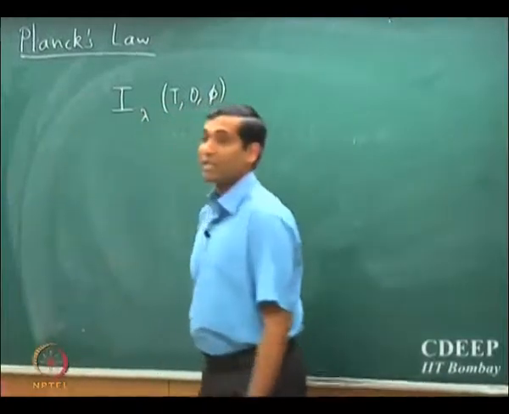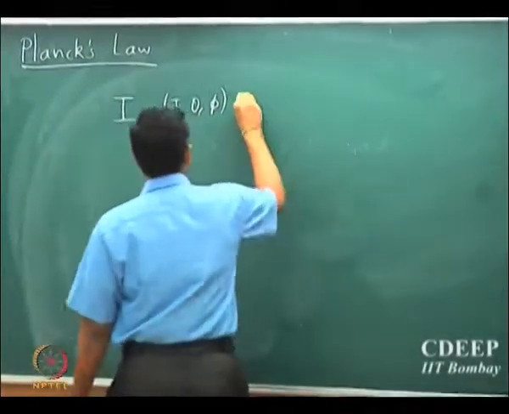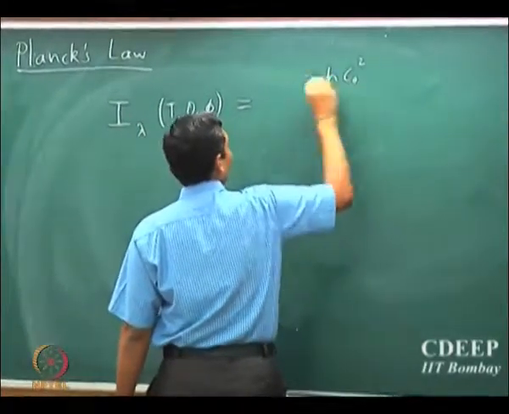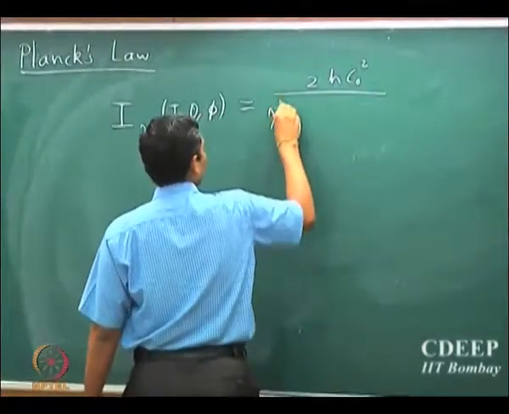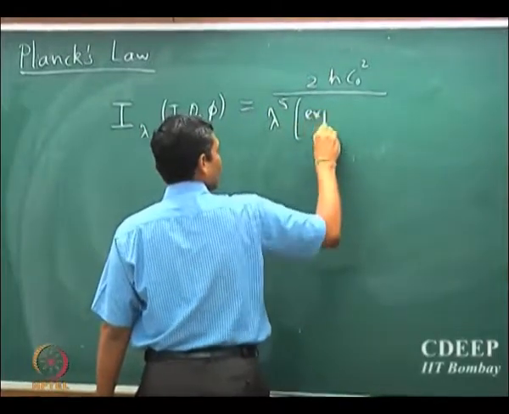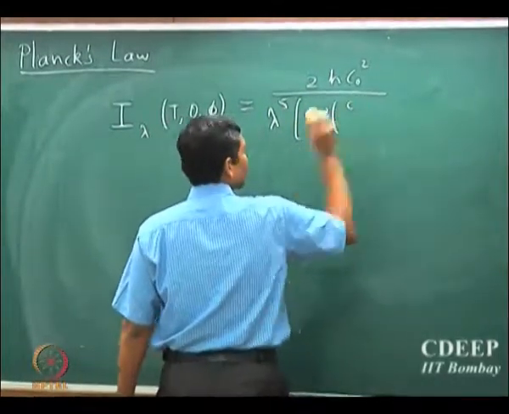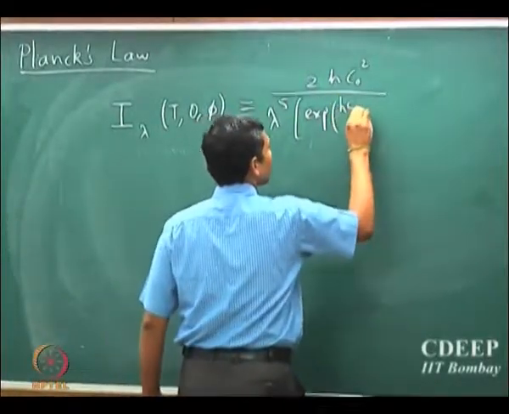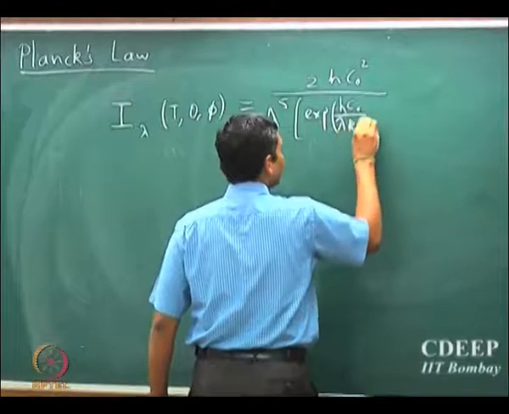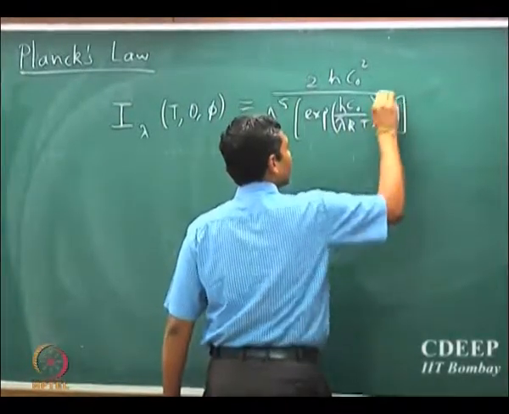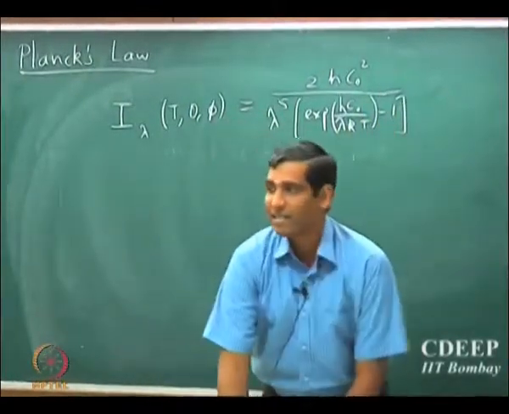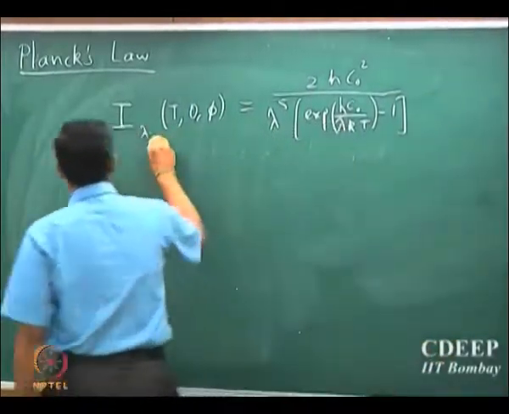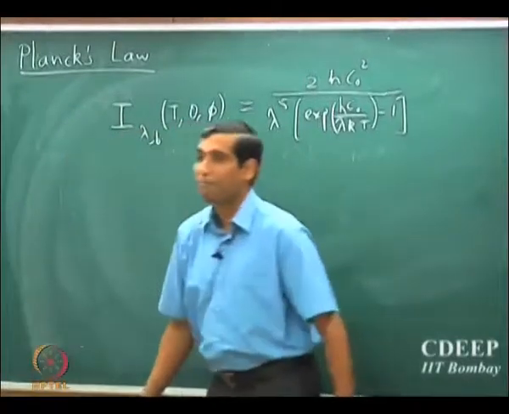it is not a function of theta and phi, we are going to see that in a short while, and that is equal to 2 h c naught square by lambda to the power of 5 into exponential of h c naught by lambda k T minus 1. Okay. So that is the law which relates the intensity of radiation emitted by a black body. I should qualify it with a B, saying it is for a black body.